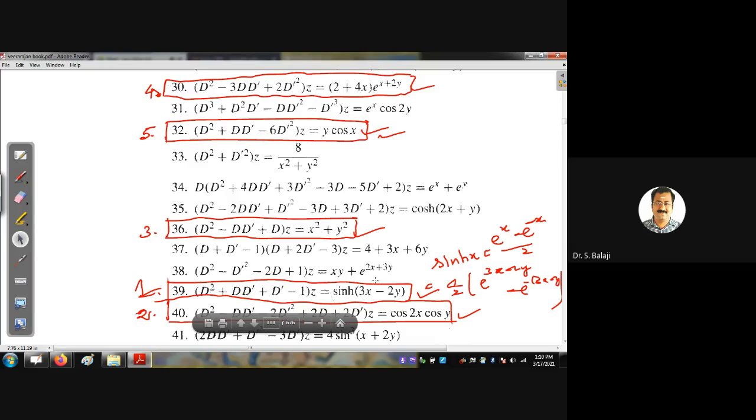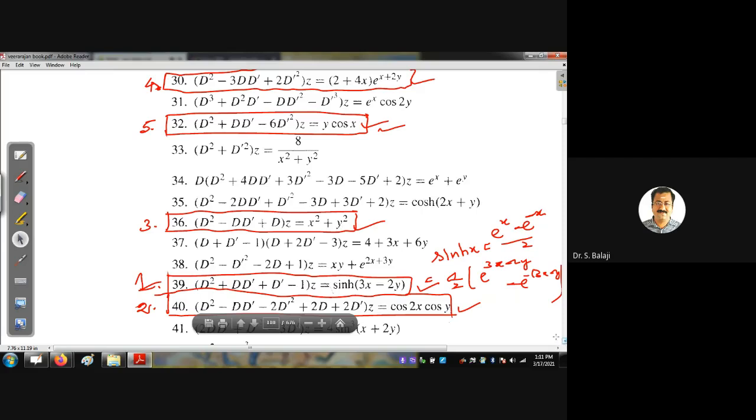You see that here, even though it is not in the type here, the sinh hyperbolic function, sinh x, can be written in exponential form: (e^x minus e^-x) by 2. For this, sinh of (3x minus 2y) can be written as 1 by 2 of [e^(3x minus 2y) minus e^-(3x minus 2y)]. That is the first problem. Therefore, we can proceed by the first type, particular integral.